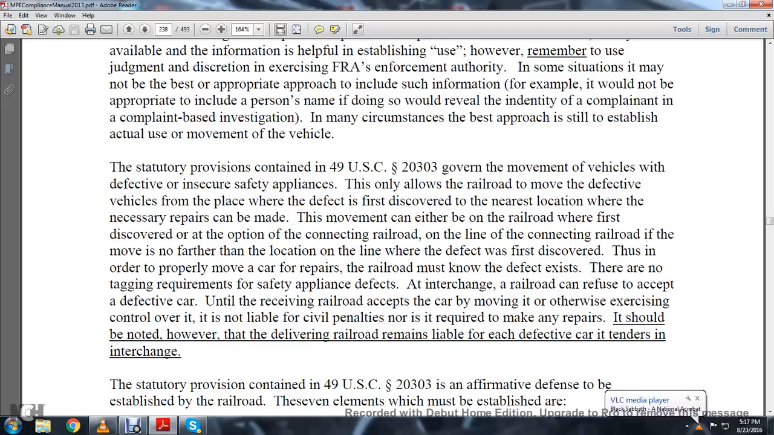An interchanging railroad can refuse to accept the defective car until receiving an appropriate notice. A railroad that accepts the car and moves it, without otherwise exercising control over it, is not liable for civil penalties, nor is it required to make any of the repairs. It should be noted, however, that the delivering railroad remains liable for each of the defective cars and tenders in the interchange.